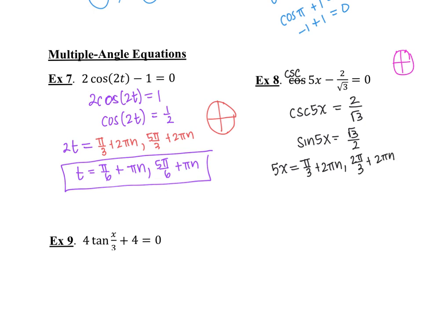And then because this is a 5x, I need to cancel the 5. I can divide everything by 5, I can times everything by 1/5. But it's going to go down to pi over 15 plus 2 pi n over 5 and 2 pi over 15 plus 2 pi n over 5.